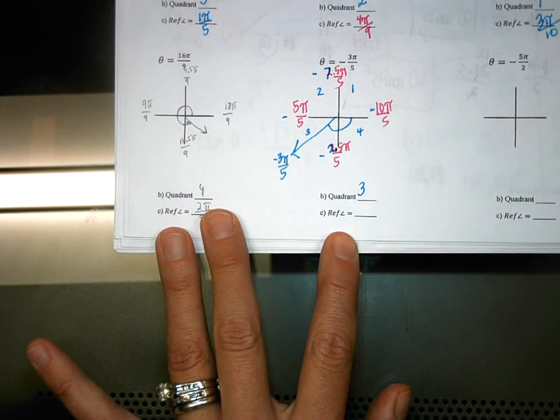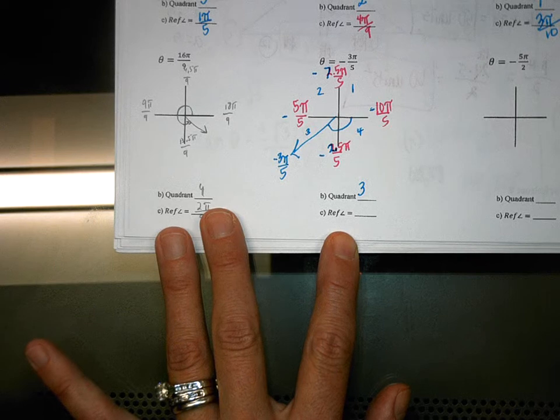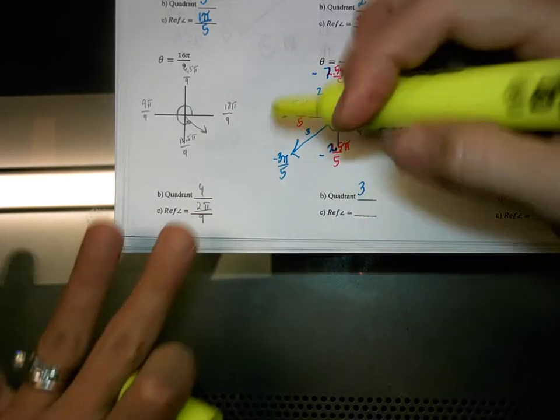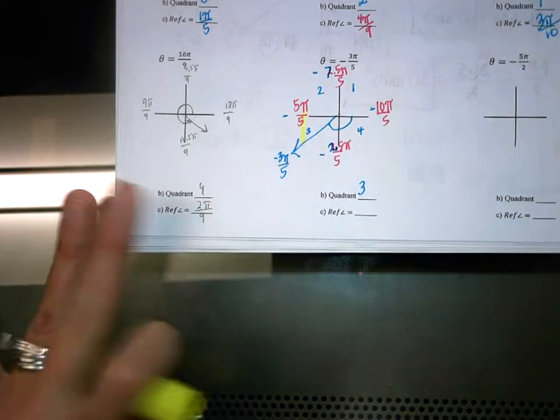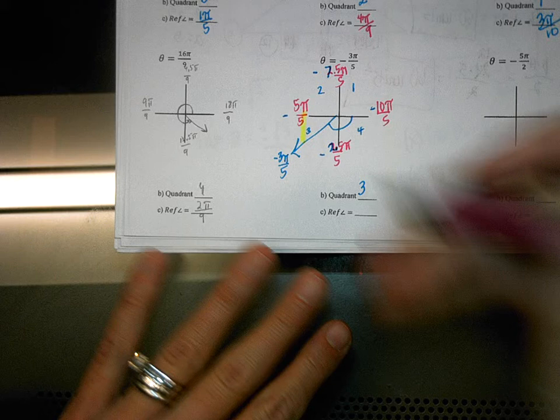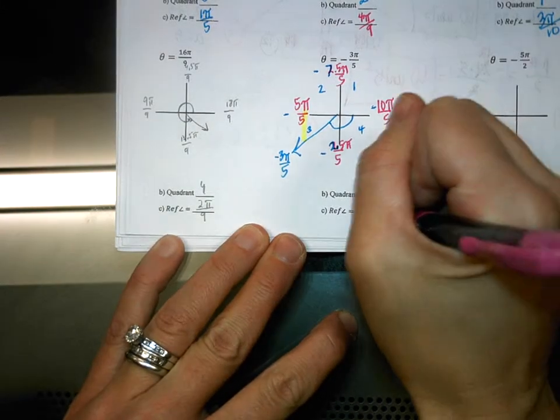And then what will my reference angle be? Very good. And reference angles are always positive, always go to the x-axis, and should always be less than 90 degrees. Okay, and so 2 pi over 5 is correct.